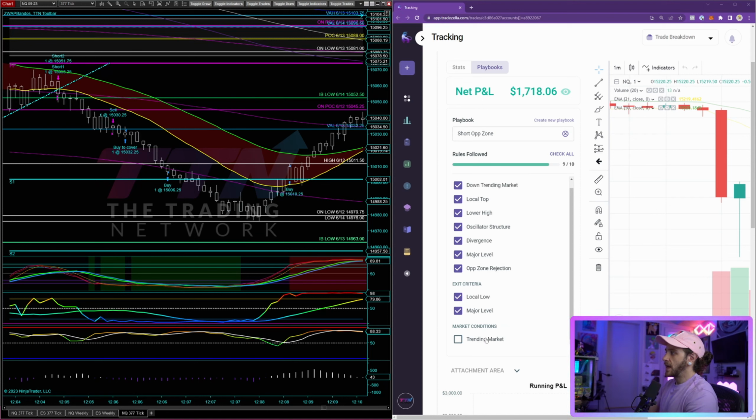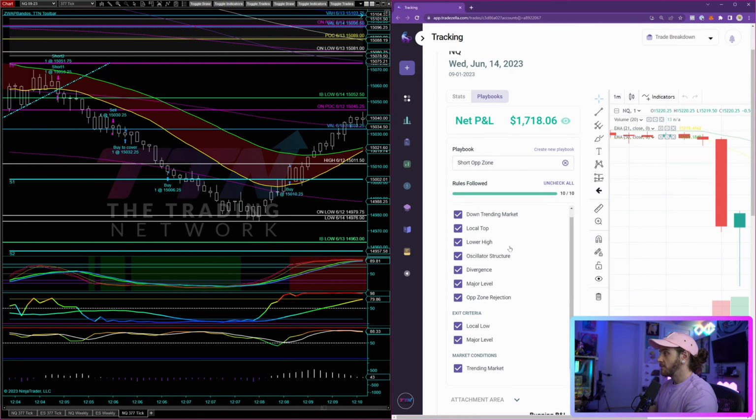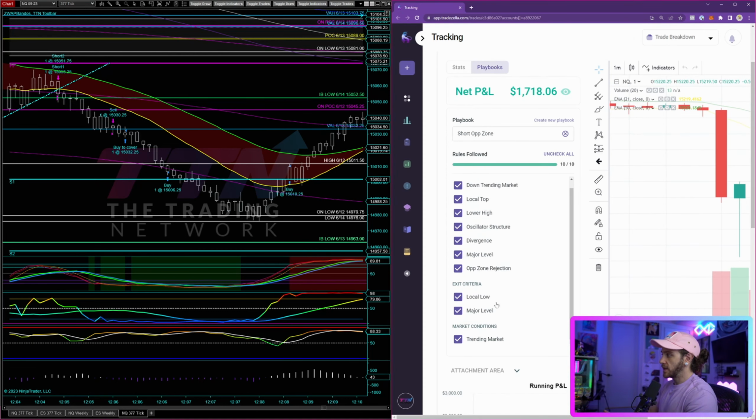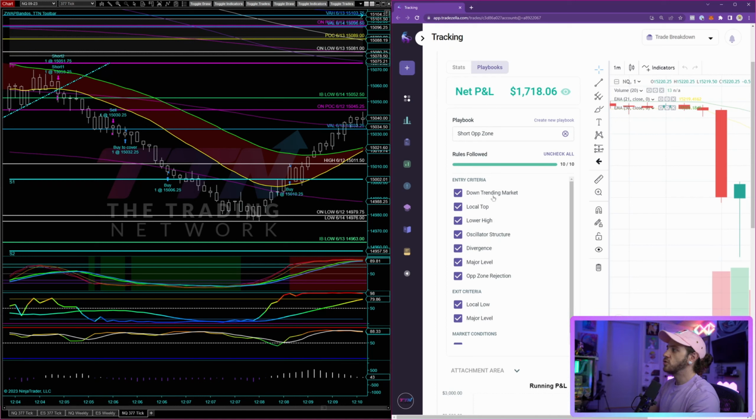It's a great trade. Now, I also want to point out that you can add different categories or different criteria in regards to market conditions, exit criteria, and entry criteria. So I also have the trending market conditions down here just to reinforce that a downtrending market is indeed the first and most important criteria to even consider taking a short opportunity zone.